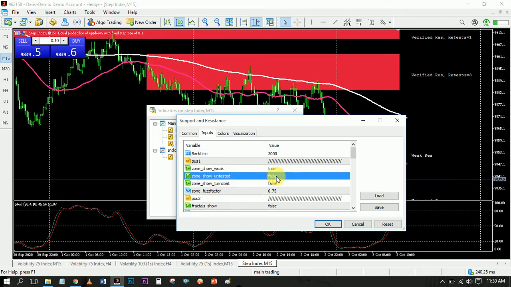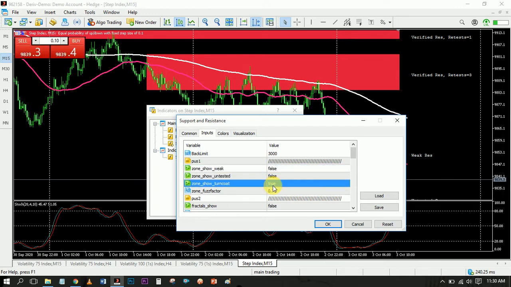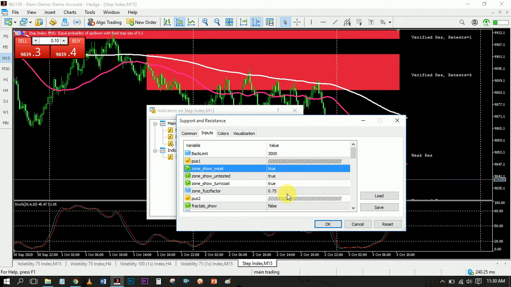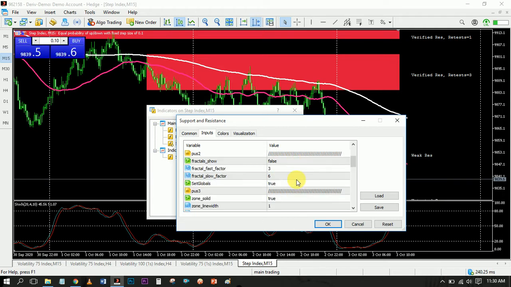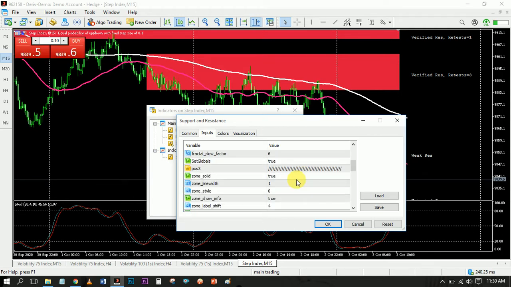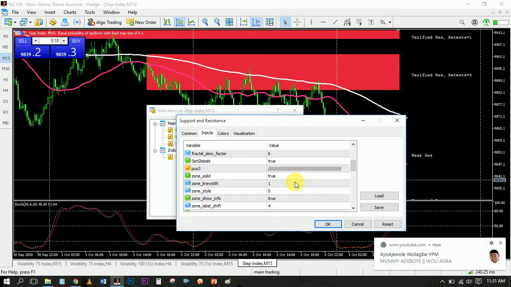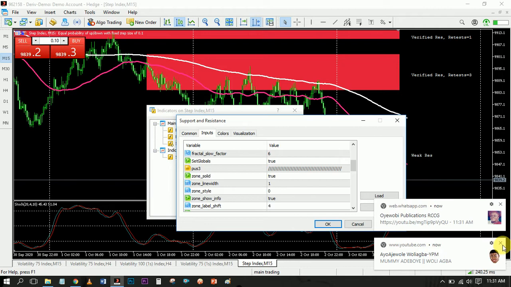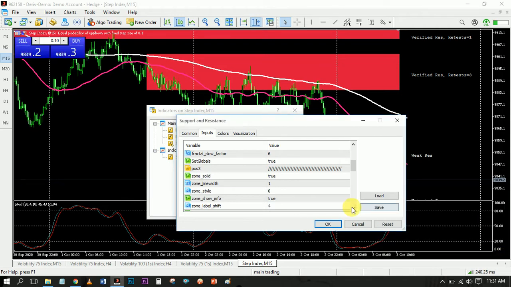Now basically you can make any of these false, but I like to leave everything true. I like to leave everything true for whatsoever reasons, because sometimes some new levels could be created that can actually have a significant effect on the market. So this is how you could actually know these things.